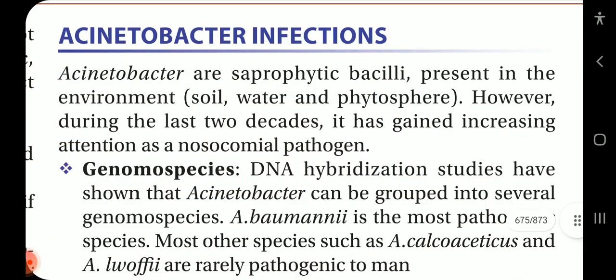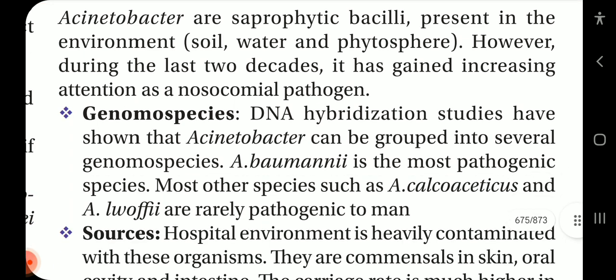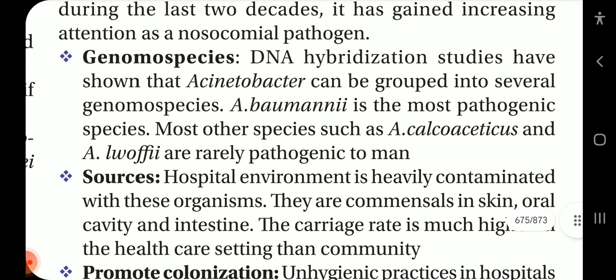Now, Acinetobacter infections. Acinetobacter are saprophytic bacilli present in the environment: soil, water, and phytosphere. However, during the last 2 decades, it has gained increasing attention as a nosocomial pathogen. Genome species: DNA hybridization studies have shown that Acinetobacter can be grouped into several genome species. A. baumannii is the most pathogenic species.